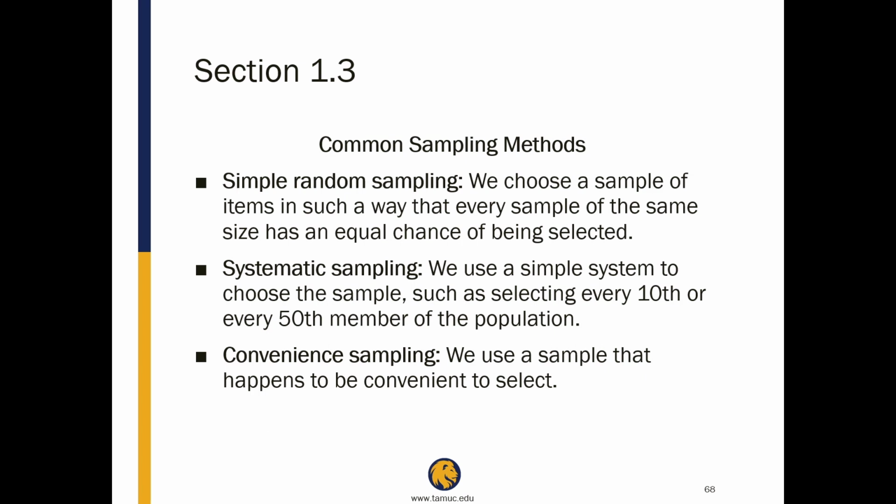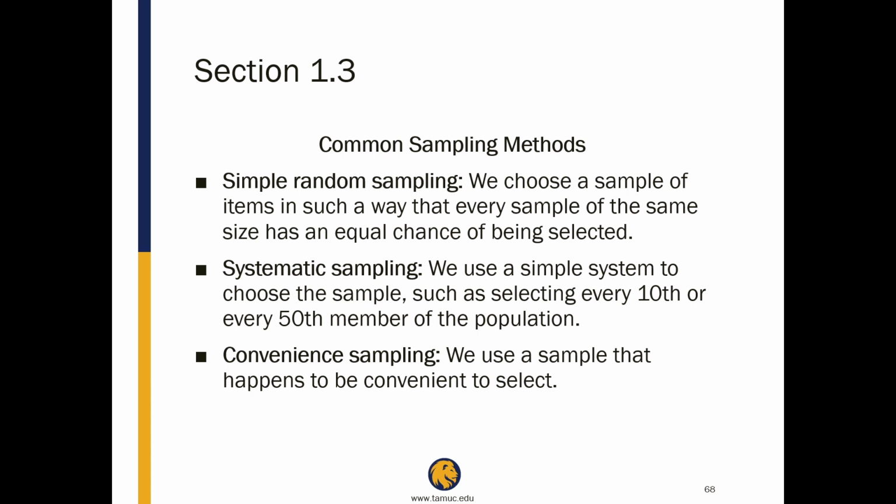The first few here are called what we looked at, the simple random sampling, where we choose a sample of items in such a way that every sample of the same size has an equal chance of being selected. And for the most part, this is going to be what we're going to be using through the semester. But there are others that you might see out there in statistical studies.